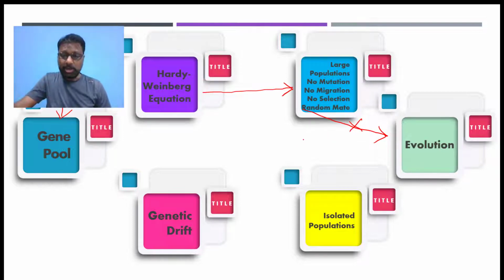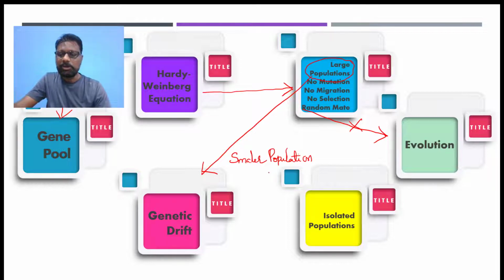So when we talk about the size of the population, the size matters for genetic drift. Basically, genetic drift operates more strongly in smaller populations. Its effect is strong in smaller populations.